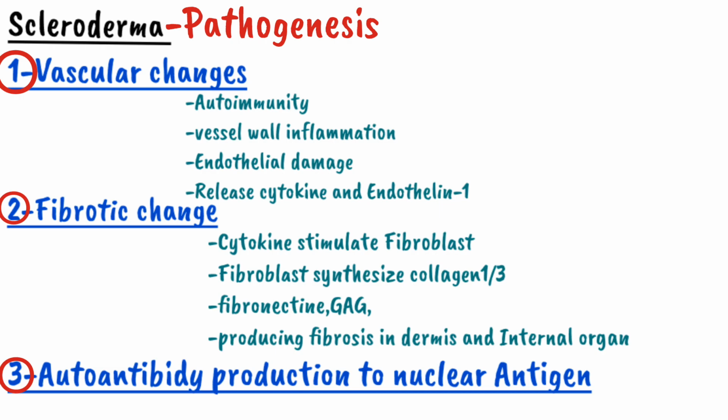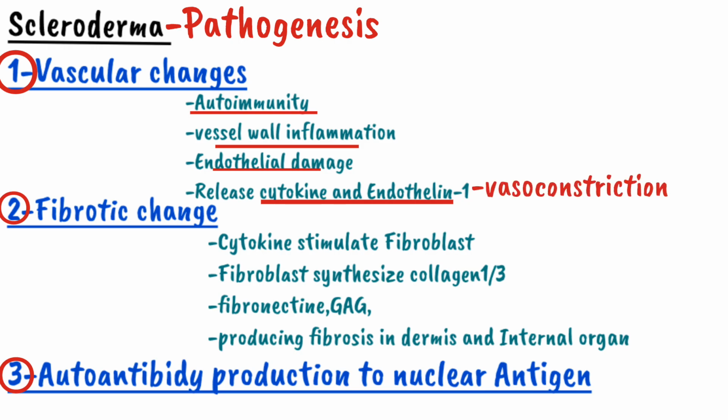In vascular changes, due to autoimmunity, there will be vessel wall inflammation. Due to inflammation, there will be damage to the endothelial cell. This damage in endothelial cell will release cytokine and endothelin 1. This endothelin 1 will cause vasoconstriction and the cytokine will act on a fibroblast and cause fibrotic changes.